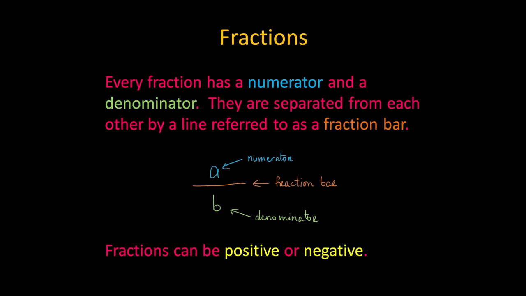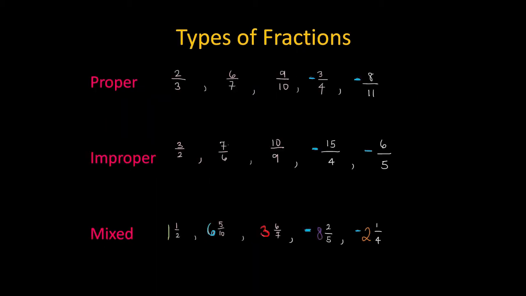Every fraction has a numerator and a denominator. They are separated from each other by a line referred to as a fraction bar. Fractions can be positive or negative. There are three types of fractions: proper fractions, improper fractions, and mixed numbers.